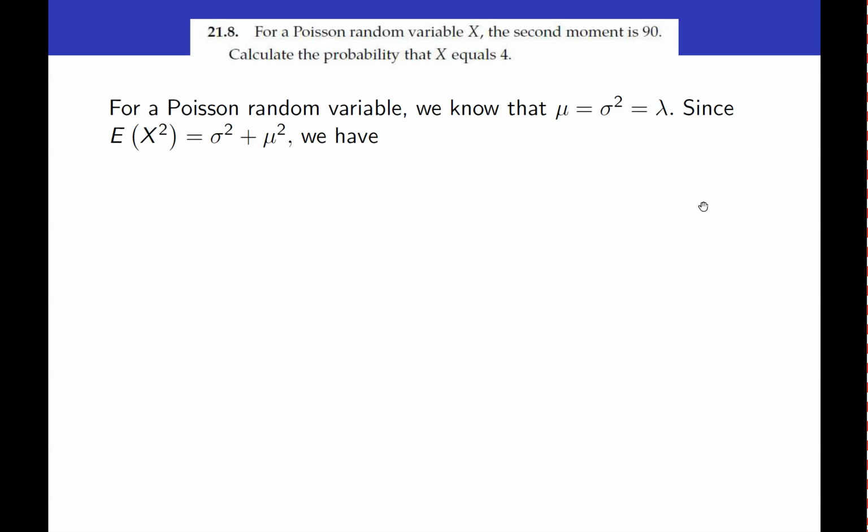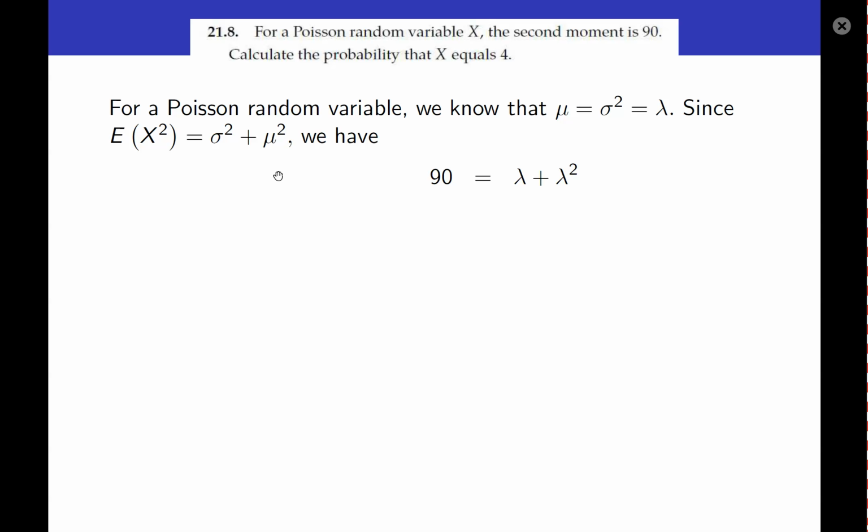And we remember that for a Poisson random variable, the mean and the variance are both equal to lambda. We also know that the second moment has to be equal to the variance plus the mean squared. Remember, one way to calculate the variance is the expected value of X squared minus the expected value of X, in this case mu, squared. So just rearranging that equation gives us this result that we want.